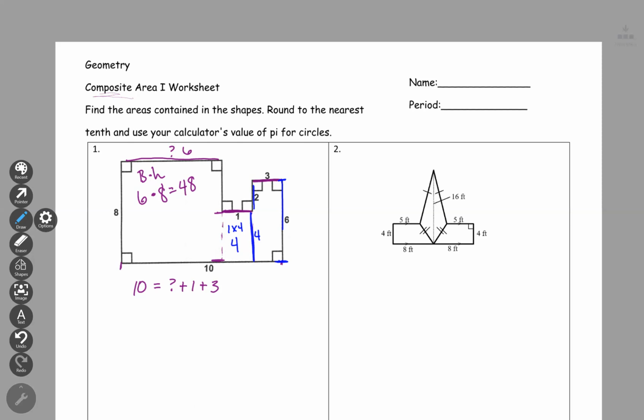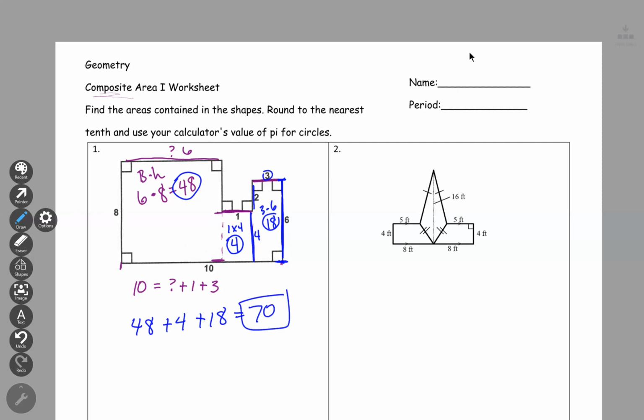And now our last section. I have the horizontal measurement 3. And then it goes all the way from here down to the bottom. And I know the height of that whole thing is 6. So I have to do 3 times 6. So that is 18. So I need this 18, the 4, and the 48. Those are the areas of the 3 rectangles. So to get the total area, I add them. 48 plus 4 plus 18, and that will give you 70. So the total area of the shape is 70.